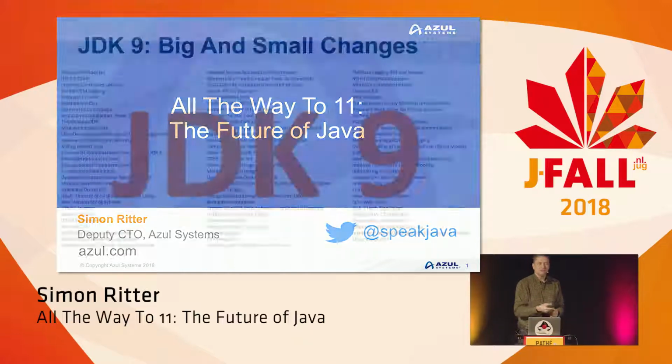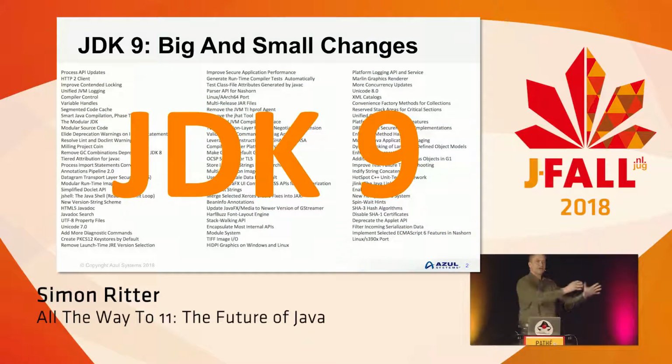So let's start with JDK 9, because that came out just over a year ago. And I borrowed this slide from Oracle. I used to work for Oracle, so I figure I can borrow some of their slides. And it lists all of the features that went into JDK 9. And if you ask Oracle, they will say that this was the last big release of Java.